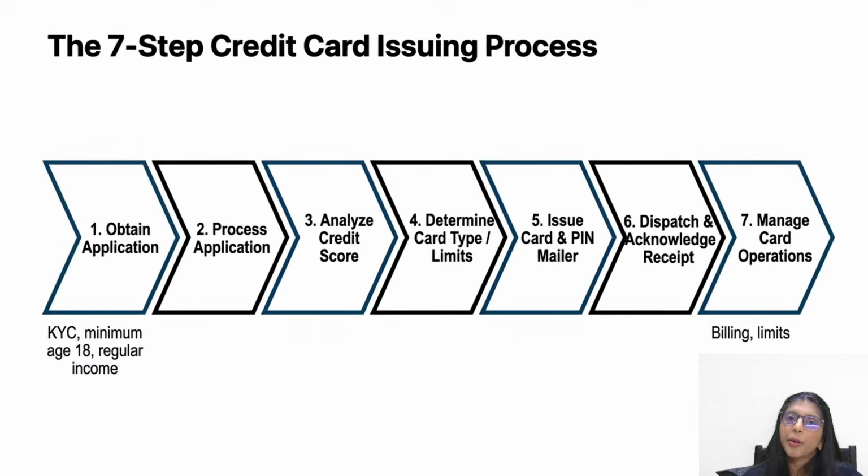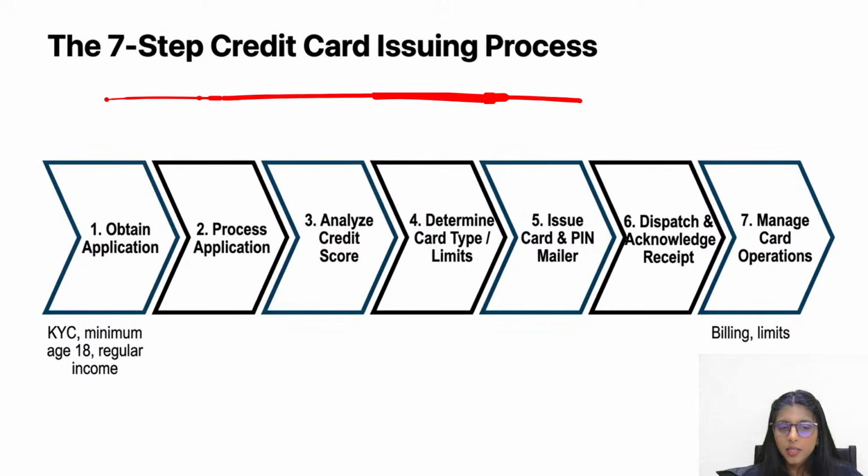The 7-step credit card issuing process. It's a 7-step process of issuing a credit card. First, application submission. Customers submit a credit card application to the bank with KYC documents, income proof, address proof, PAN card, and so on. This is the first step.